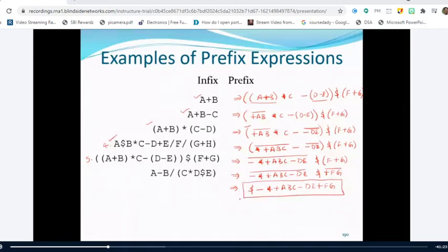Is it clear up to this point? Yes, sir. Now can anybody tell me what happens to the last one, that is the sixth one? What is the answer? Sir, minus A by B star C dollar D. So first you have to solve this, therefore it becomes dollar DE, and then star C, and B by minus. Is this the answer? You got it? Yes, sir. Minus A by B star C dollar DE.